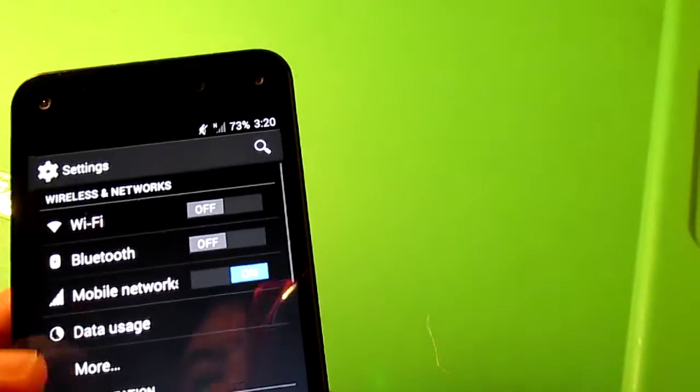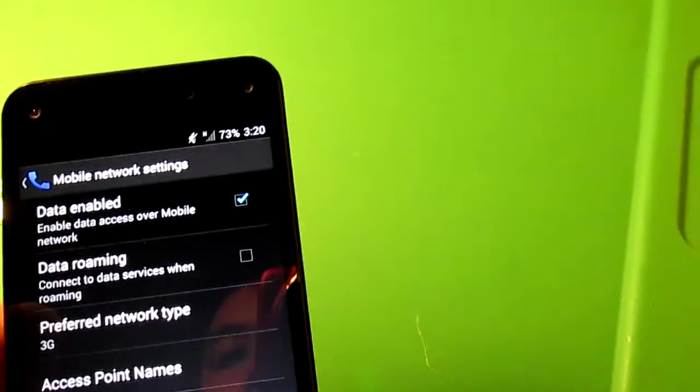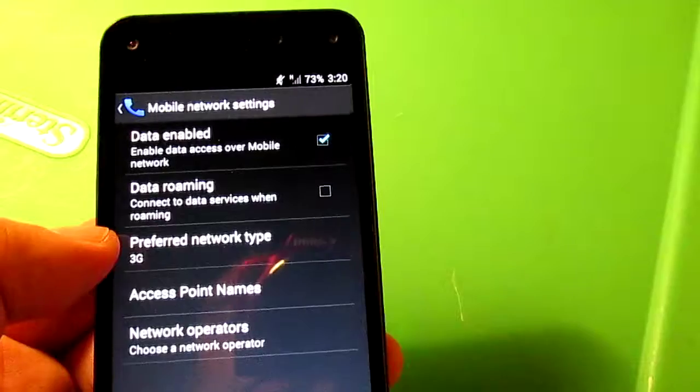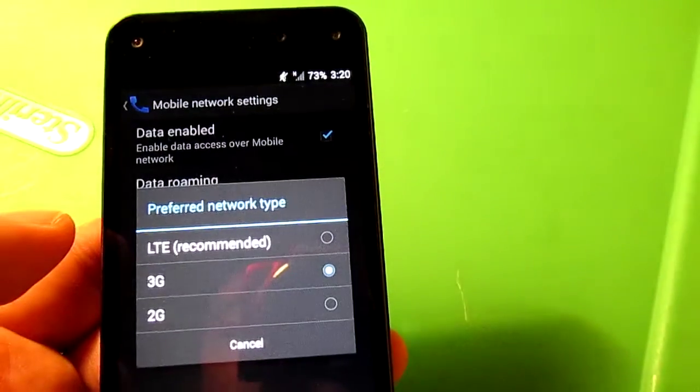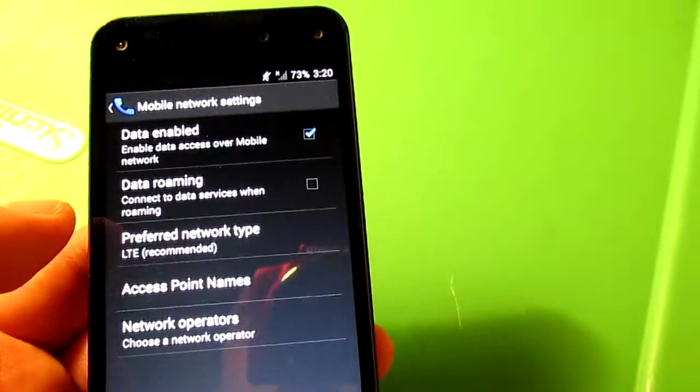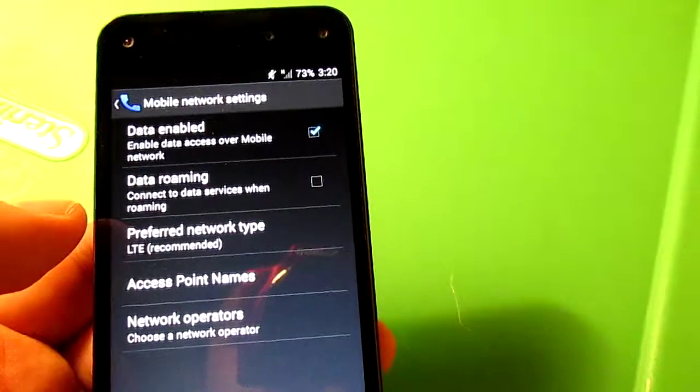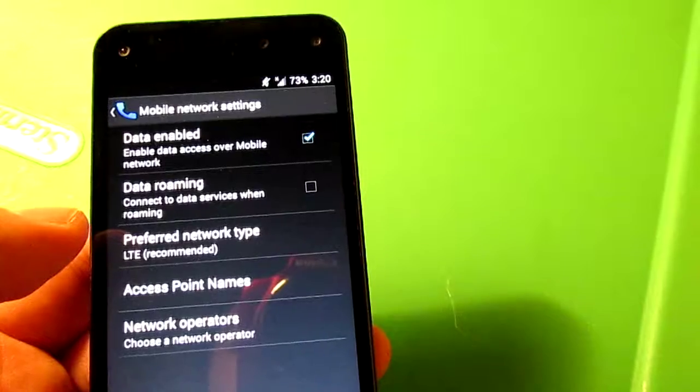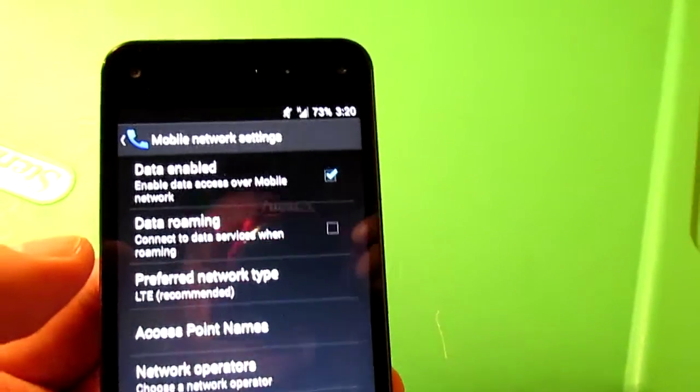But what I noticed was when I set the carrier settings to LTE, instead of 3G, it was actually restarting quite a lot. I have bad LTE signal strength around where I live.